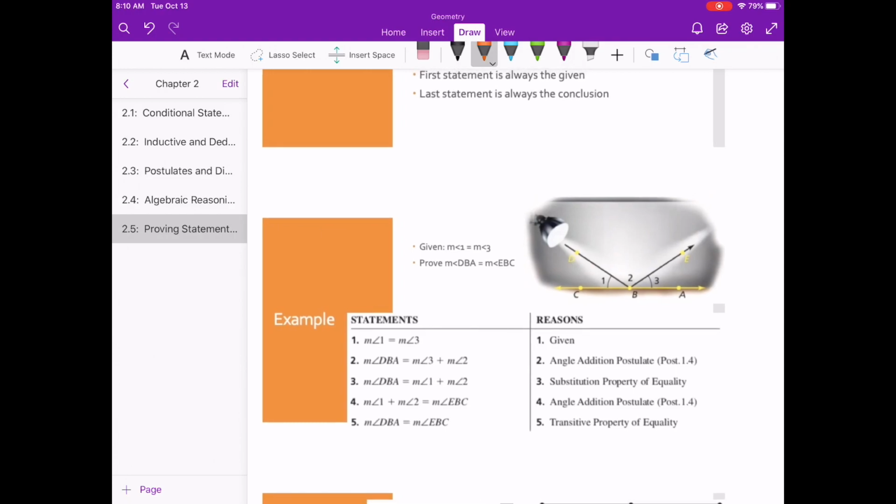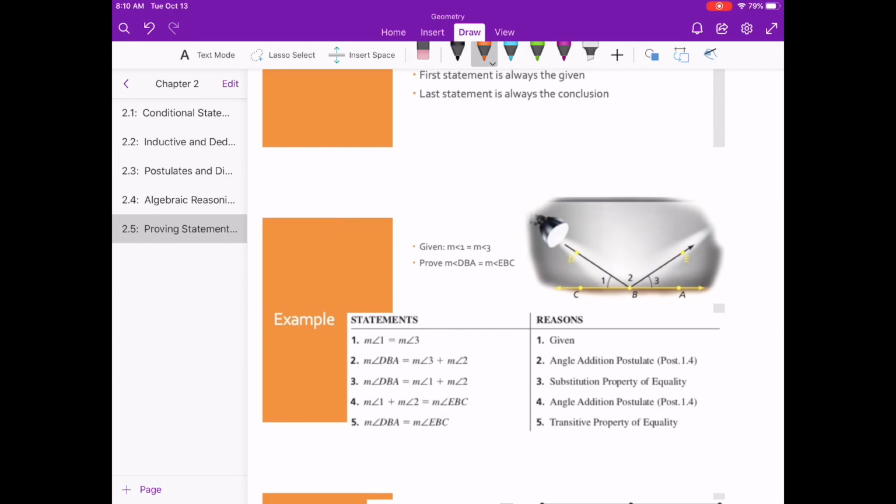This is an example of a proof that's already filled out for you. We are given that the measure of angle 1 is equal to the measure of angle 3, and we are trying to prove that the measure of angle DBA is equal to the measure of angle EBC. This is one we went through in a previous lesson, and now we're going to do a formal proof for it.